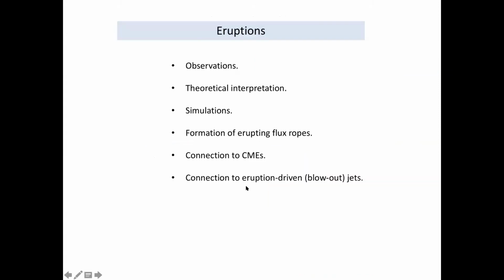Okay. So the second part of my talk is about eruptions, and I will go through very basic observations, then one slide on theory, and then simulations on large-scale eruptions, and then smaller scale eruptions, which are jets, and large-scale eruptions, CMEs.